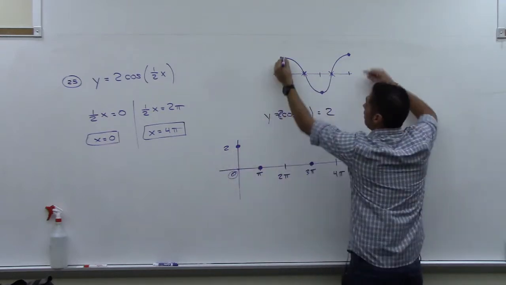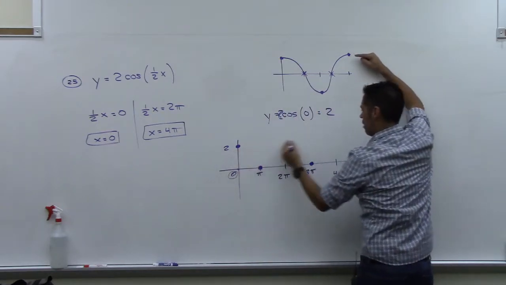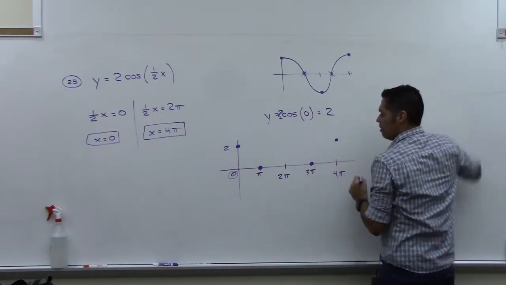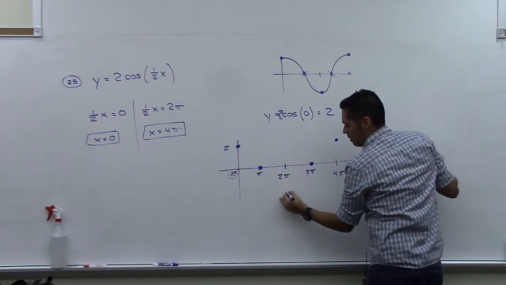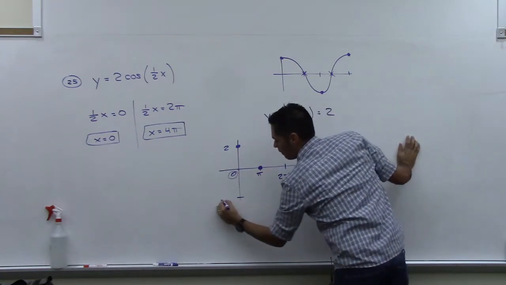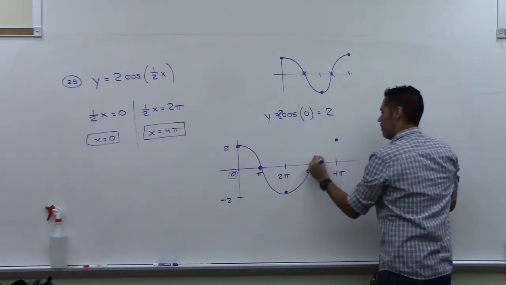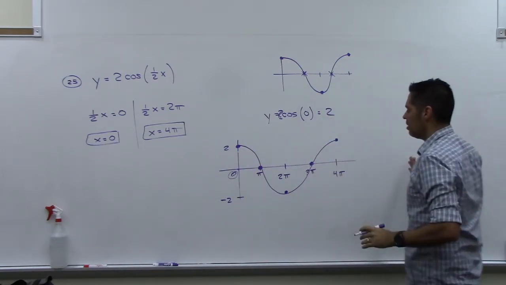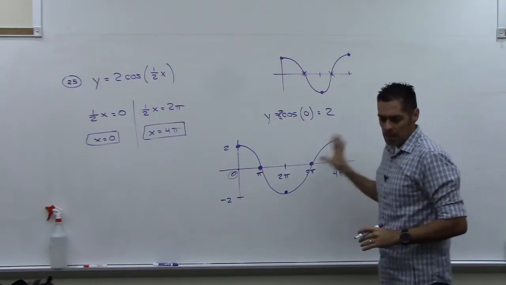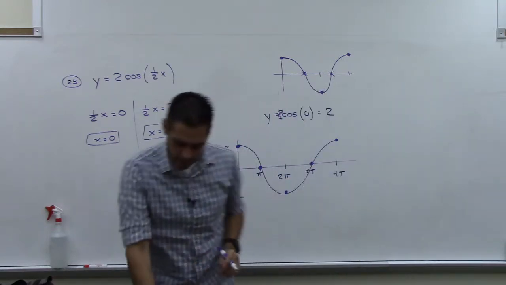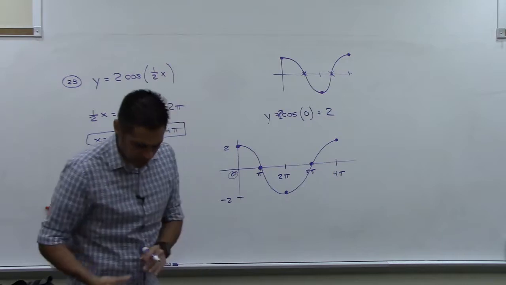And that automatically makes it look like this. So I go straight across. Up here, I'm at 2. And that means at 2 pi, I'm down here at -2. And then I can draw my graph through like this. And then we could continue another period if we wanted to. But this should be enough for us to match that up. That's graph A.